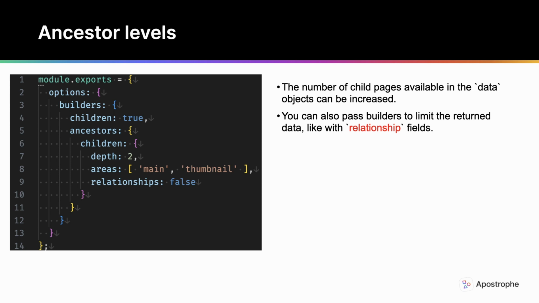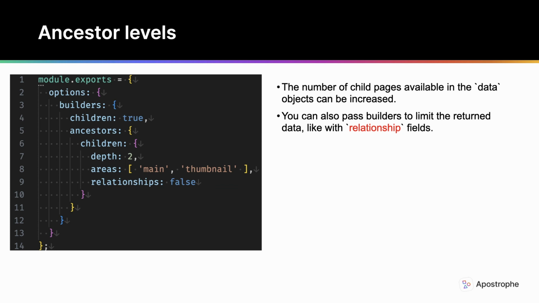This default behavior can be altered by adding builders to the Apostrophe CMS page module at project level. For example, this code would increase the number of levels of child documents returned from any ancestor to 2. We are also passing in an array of allowed areas. In this case, we are allowing 2 areas named main and thumbnail to be included in the data object. Further, we are preventing any relationship field data. In this way, we are limiting the size and complexity of the data object to just what is needed.